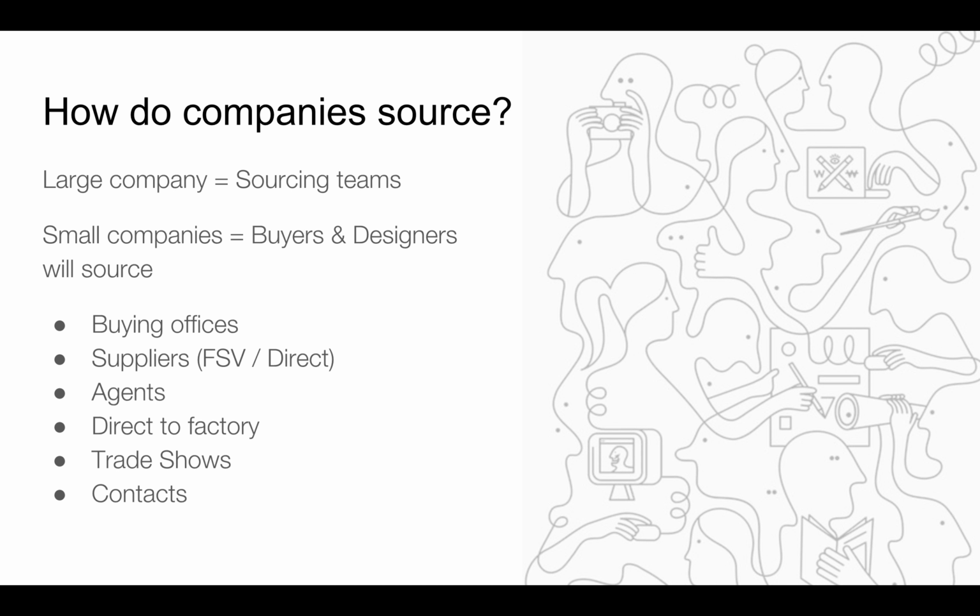There could be agents that they go through on a much smaller scale. You might be working with agents who represent a number of factories. Retailers could go direct to factories, but with that comes the entire supply chain process. You can also source through trade shows and through your industry contacts.